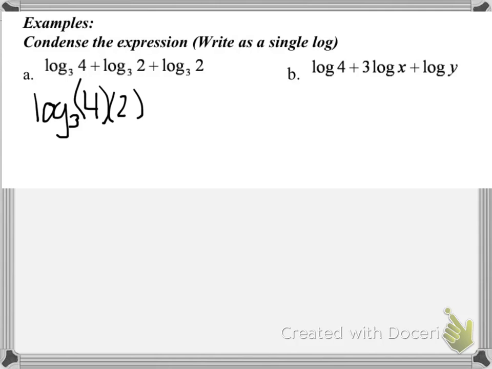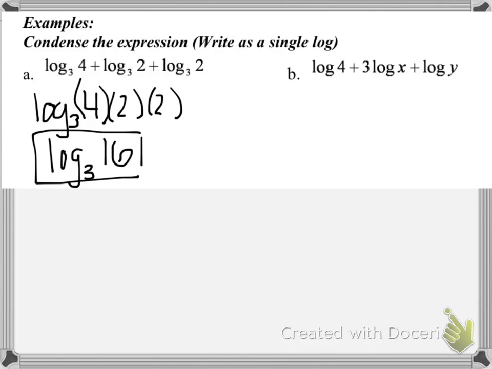And then again, I'm just going to go from left to right. This one also has a plus sign, which means that this number was multiplied with the stuff in the front. And go ahead and simplify the numbers of those logs. Okay, and we'll find that the answer is log base 3 of 16.